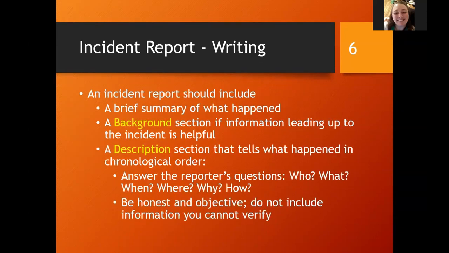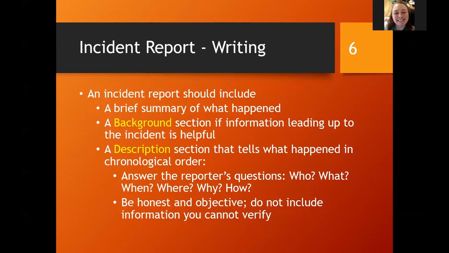Your incident report should include a few different sections. First, you start off with a summary of what happened. Then you have a background section, which is information leading up to the incident, especially if it's helpful. And then you have a description. Your description is the detailed section of what happened in chronological order. That's the important part. Here you answer the reporter's questions: who, what, when, where, why, and how.